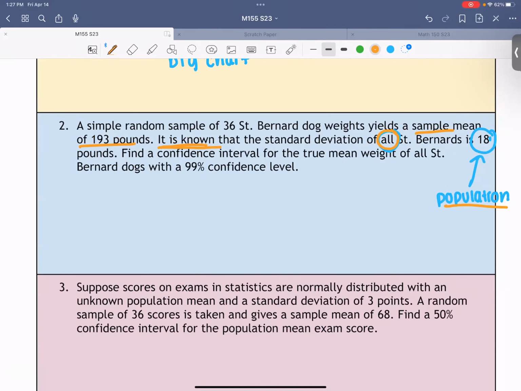So for those reasons, I'm going to say this is definitely talking about the population standard deviation and not the sample standard deviation. The biggest hint to me is it says it's known. Whenever it says that, we're talking about the population. Okay, so if it's the population standard deviation, which chart are we using? Small chart, good.